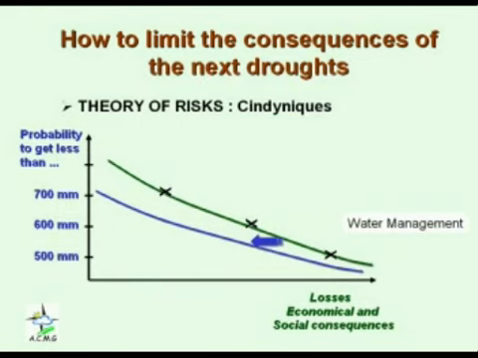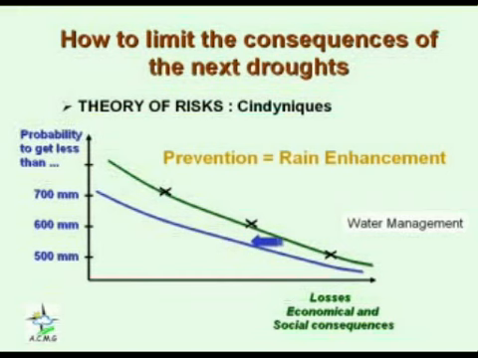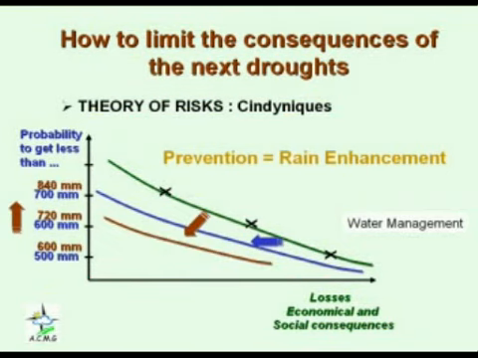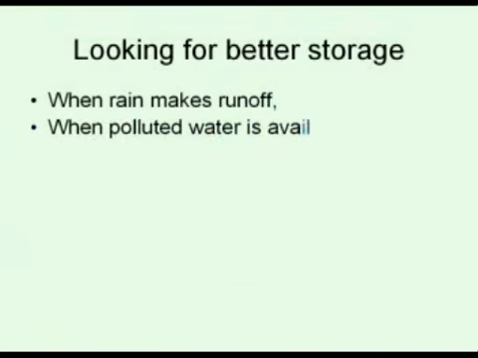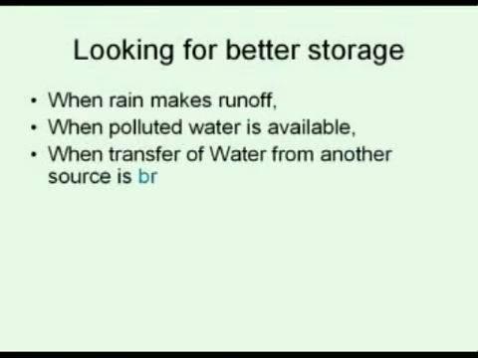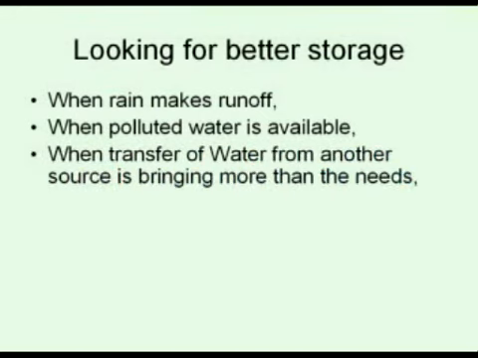This is shown in this graph. By water management you get less impact, and this clearly shows that with better water management, you have an enhancement of rainfall. Next. Prevention is equal to rain enhancement. So we are looking for better storage, when rain makes runoff, when polluted water is available, when transfer of water from another source is bringing more than the needs.